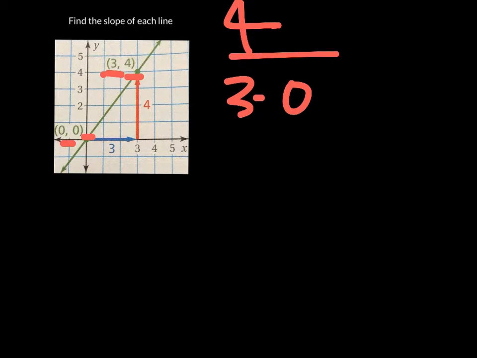Okay, let's do another one together. So if we have the points 0, 0, and 3, 4, what we do is we take our x coordinate, which is the first one. So that'd be 3 minus 0, which is on the bottom. And then our y coordinate, which is 4 and 0, 4 minus 0. So you just do the equation. So that is now equal to 4 over 3, and that's our slope.